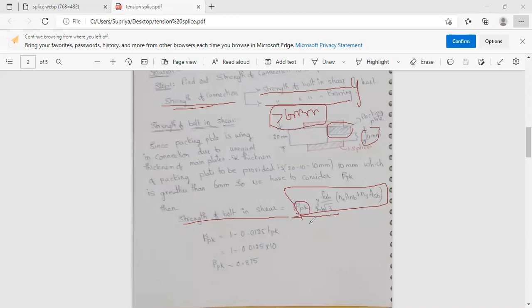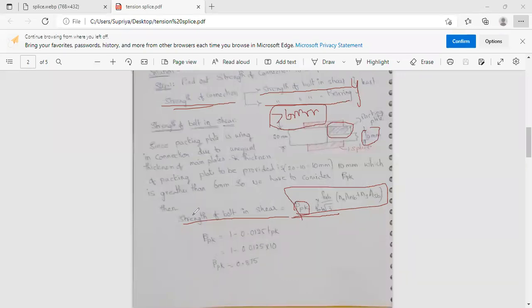beta pk. Okay, so here we are using the packing plate. What is the thickness of the packing plate we have to use here? One plate thickness is 20 mm, another plate thickness is 10 mm. Then what is the thickness of the packing plate? 10 mm. Okay, so the thickness of the packing plate is 10 mm, which is greater than 6 mm. So as the packing plate thickness is greater than 6 mm, we have to consider the reduction factor beta pk.